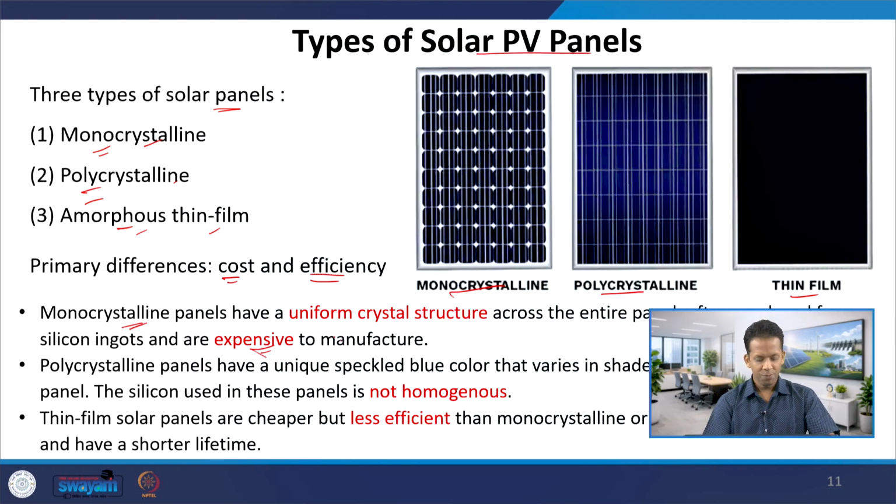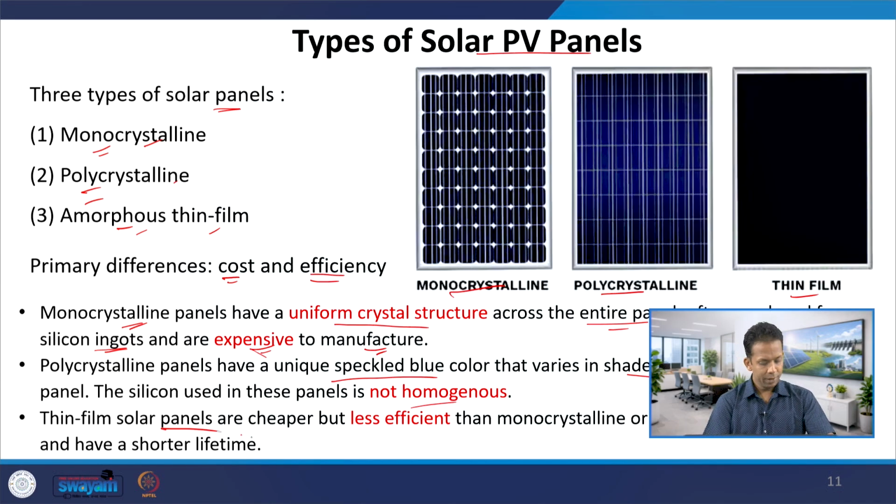most expensive and difficult to manufacture, but they will have higher efficiency because they have uniform crystal structure across the entire panel, and they are often produced from silicon ingots, and those ingots are very expensive to manufacture. Polycrystalline panels have a unique speckled blue color, but it varies in shade with different areas of the panel. This is because the silicon used in these panels is not homogeneous, it is heterogeneous. Some crystals are of different types, some crystals are of different structure.